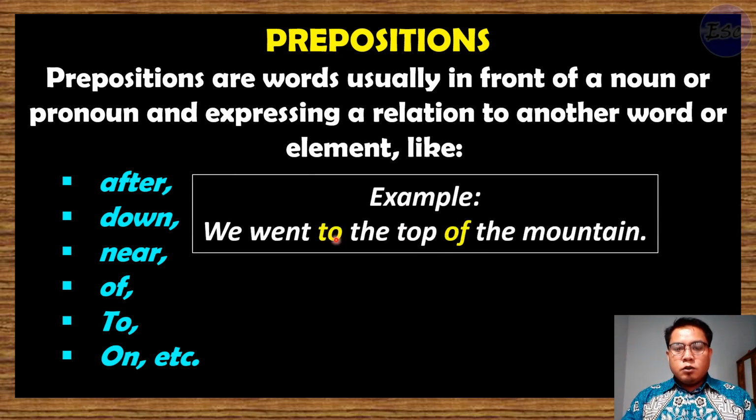Example: we went to the top of the mountain. So the words to and of here are prepositions. They express the relation. For example, to relates to the top, the top of the mountain. So the word of expresses relation. Okay, that is preposition.